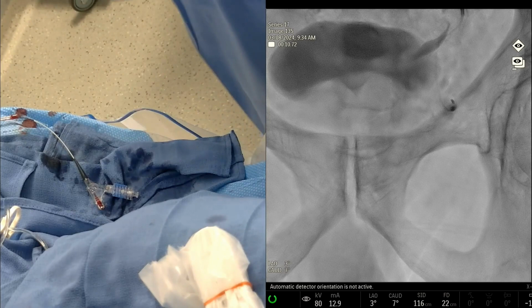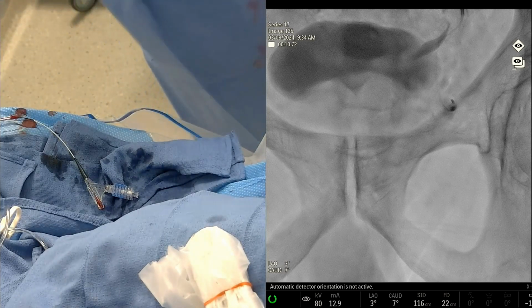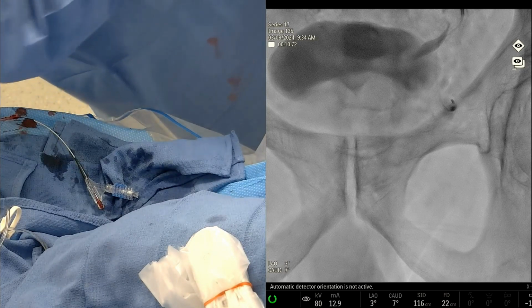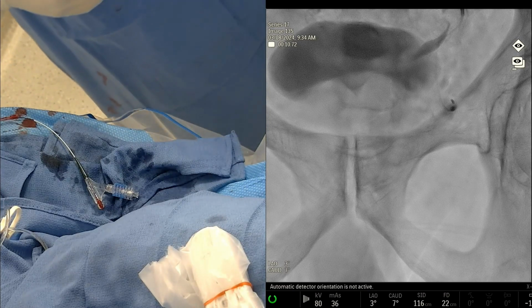Yeah. The other thing that you really want to do when you inflate a balloon in a vessel and you've changed the pressure downstream is to repeat the angio. Here, let's use a 3.